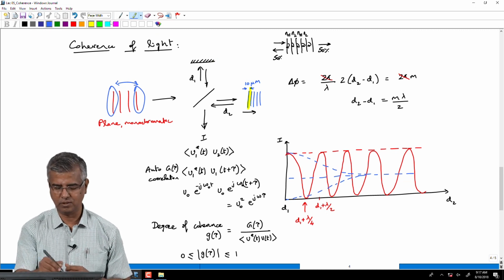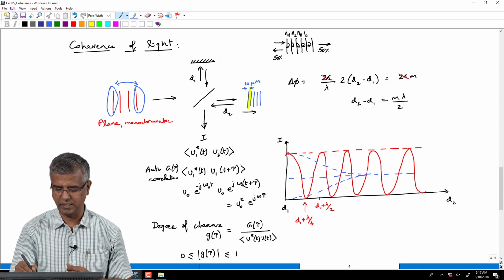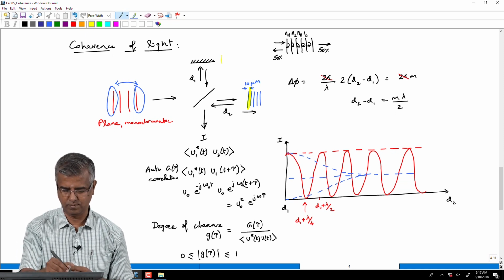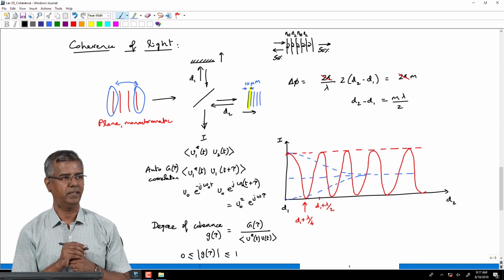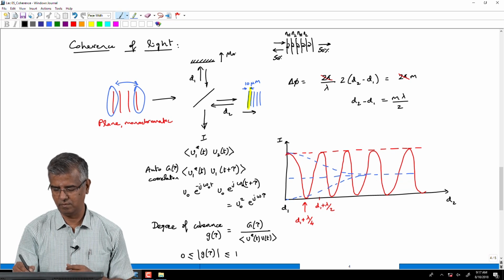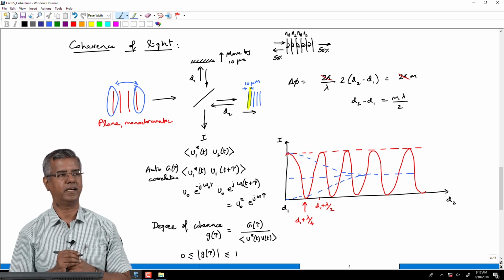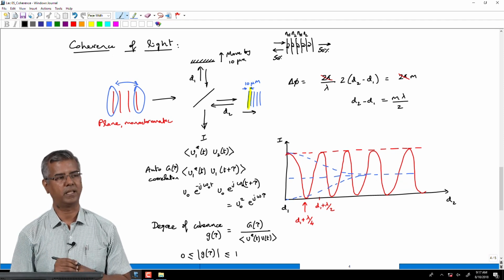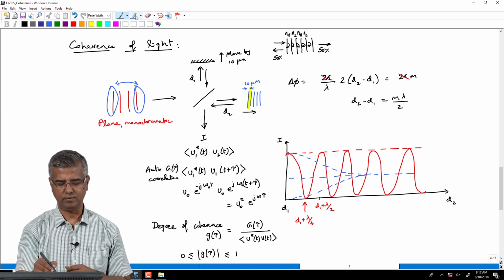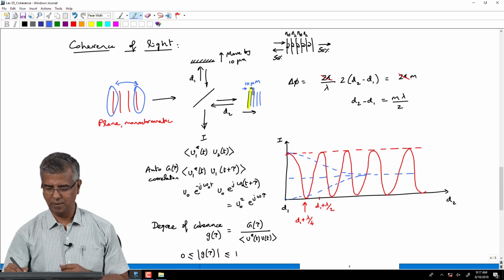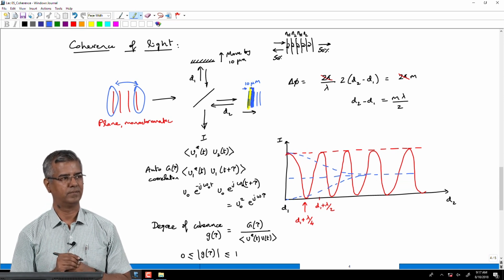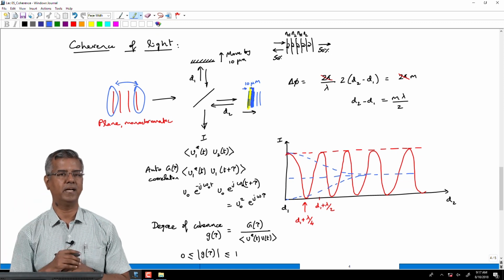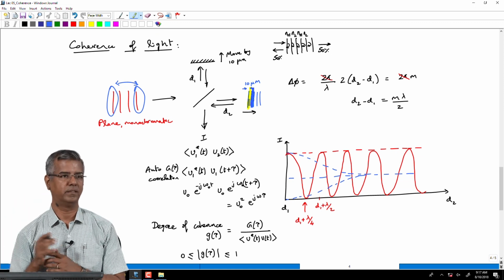Change D1. So, I would basically move this mirror by 10 microns, and then what am I looking at in that case? If I increase that path length by 10 microns, I am looking at this next layer, right, and then I move by another 10 microns, I am looking at the next layer, and so on.